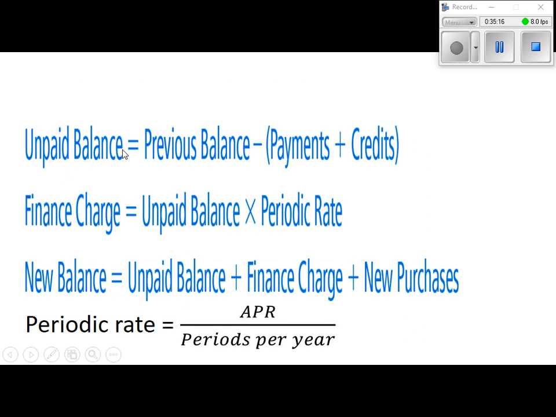Some formulas here. This bottom one, that's what we were doing on the first 5 questions that you answered and turned in. The periodic rate is the APR, the annual percentage rate, divided by the periods per year. As you did that, the one that seemed most people had trouble with was semi-annual. Again, semi-annual means how many times a year? Two. Twice a year. Semi-annual is twice a year.